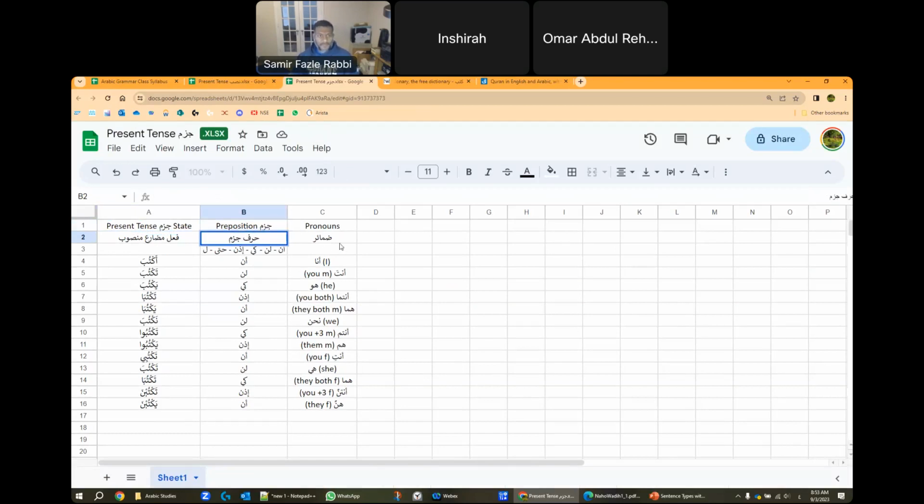Isn't the jazm state past tense? No, it's not. It's just if I said lam, it would be that. Those other two things don't make it past tense. If I said in taktub, or in yaf'al, in yaj'al, or if I say la taf'al, those don't have to do with past tense. It's just if I put that lam. Same thing with when I do the lam for the nasb state.